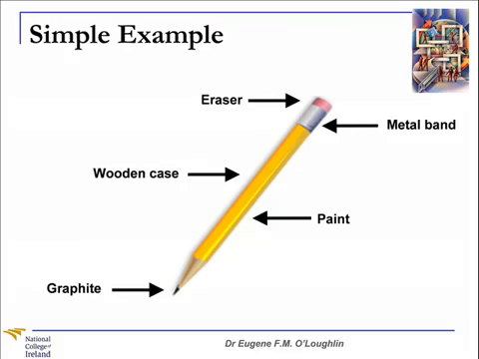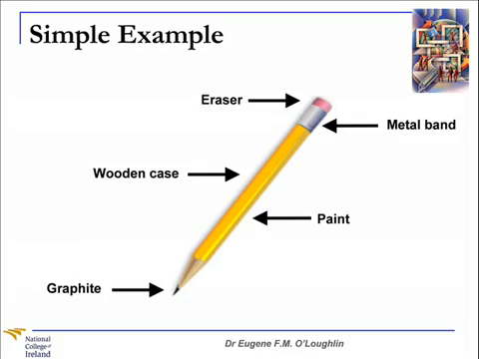So let's take a look at a simple example of a pencil that we are all familiar with. A pencil can be divided up into 5 parts like I've done here. At the tip of the pencil, of course, we have the graphite, whose function is to make marks. We then have the wooden case, and its function is to hold the graphite. Next we have the eraser at the top of the pencil, and its function is to remove marks. We have a metal band, and its function is to hold the eraser. And the final part is the paint, and its function is to protect the pencil and perhaps improve its appearance or carry a logo or a product name.